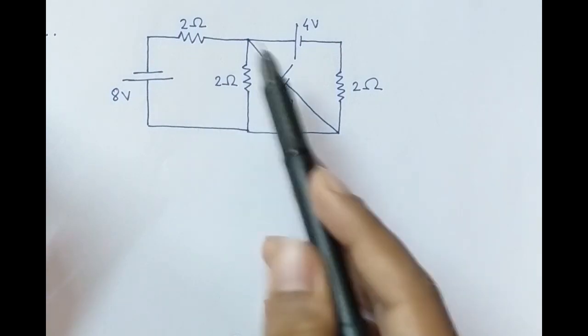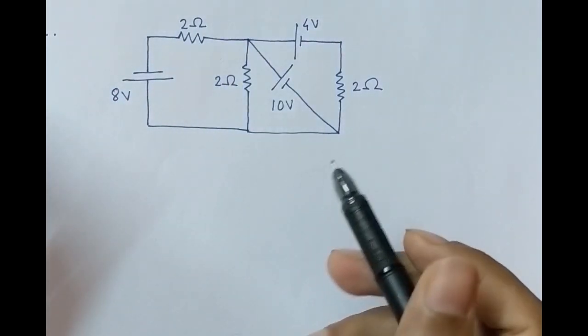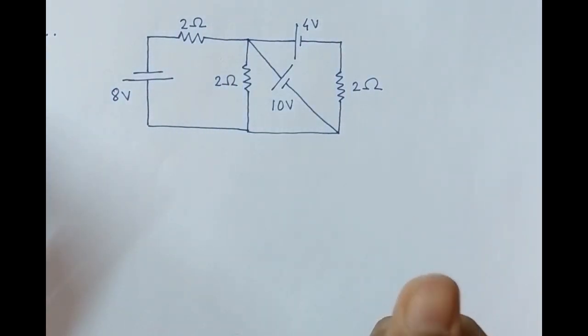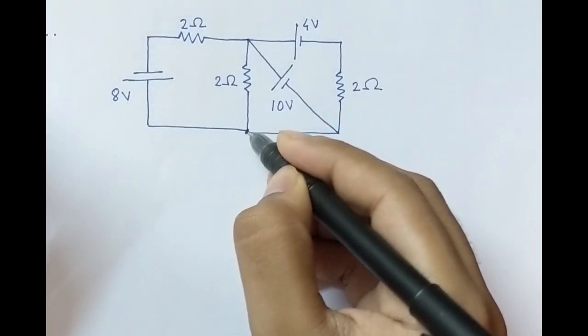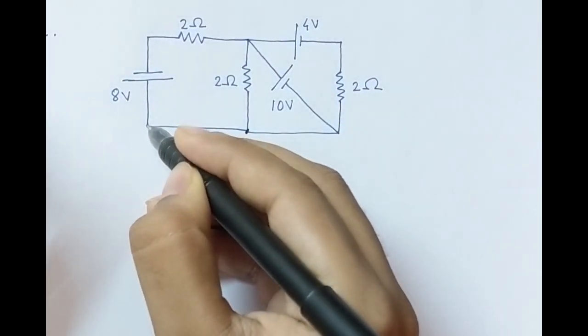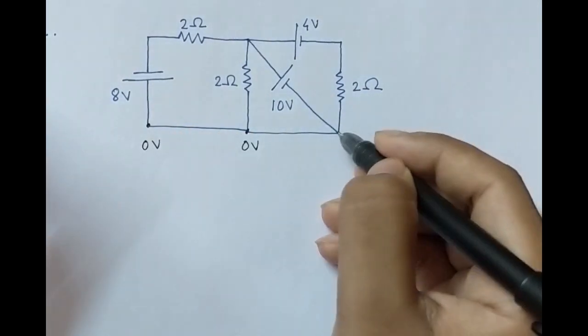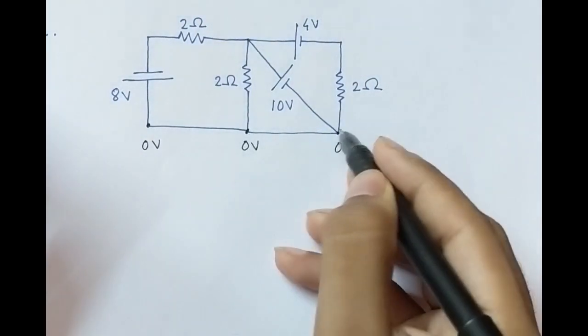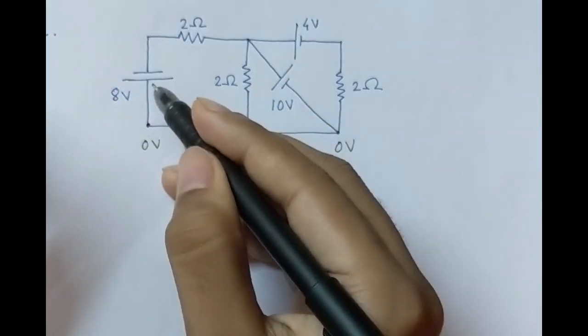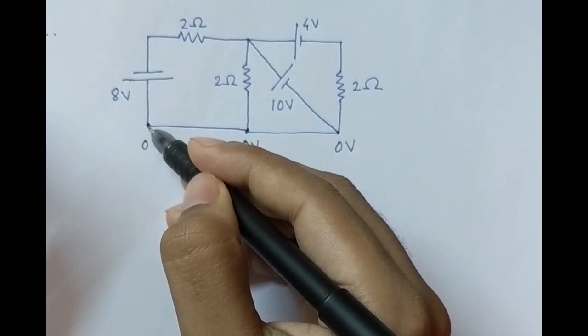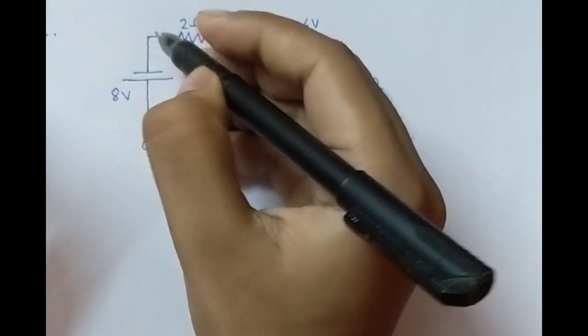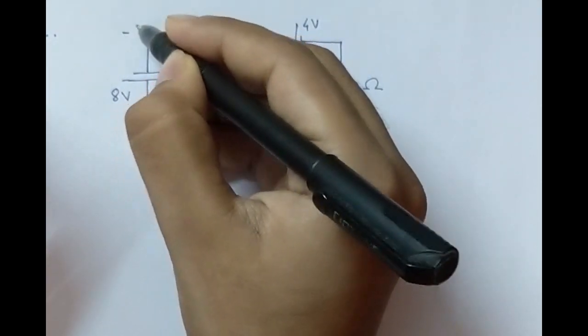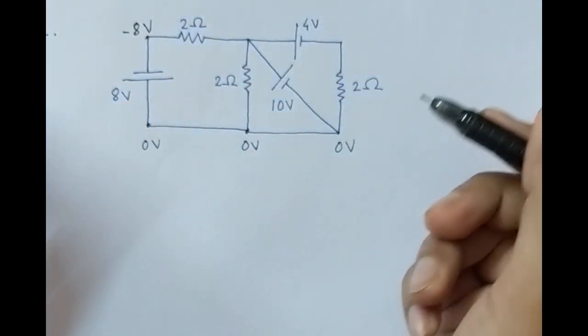This is a similar arrangement with different combinations of cells and resistances. So we proceed in a similar way with this. We pick this point to be at 0 volts. So these are also at 0 volts because there are no circuit components between them. If the positive terminal is at 0 volts, to maintain a potential difference of 8 volts, this terminal needs to be at minus 8 volts.